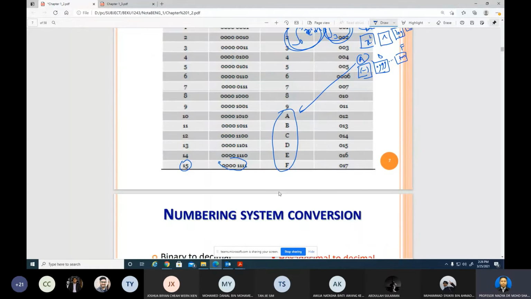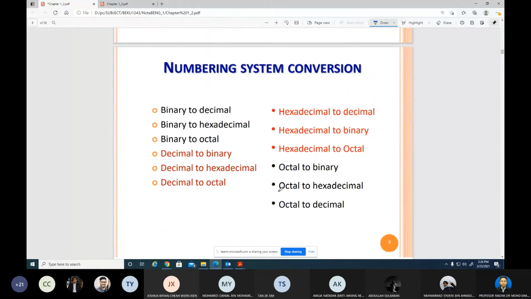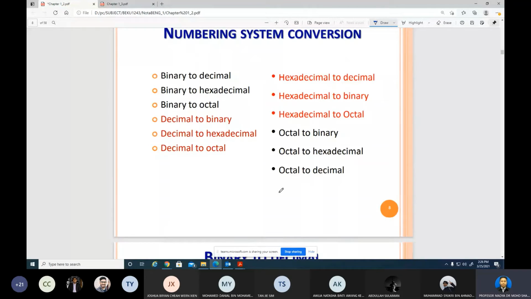Okay, so next we go for the numbering system conversion, that I mentioned to you. First step, you can use your calculator to convert from binary to decimal, binary to hexa, and so on. You can use it directly with your calculator. Actually it depends on the question.